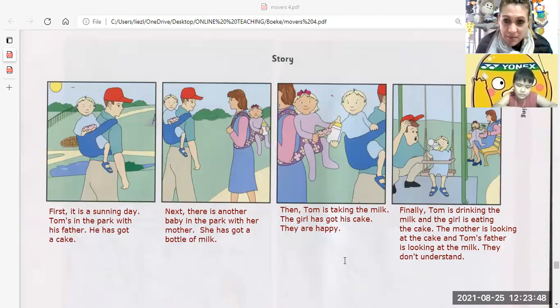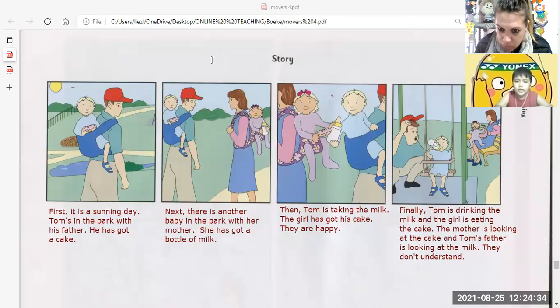Okay, let's say it one more time. First, is it a sunny day? Tom is in the park with his father. He has got a cake. Next, there is another baby in the park. With her mother, she has got a bottle of milk.